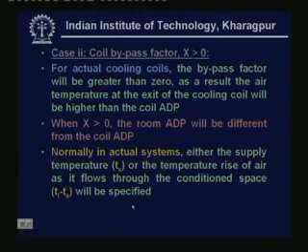Normally in actual systems, either the supply temperature Ts or the temperature rise of air as it flows through the conditioned space, Ti minus Ts, will be specified. Based on some other criteria which we will discuss a little later, generally these values are specified, not the exact values, but the range is given. For example, it is generally specified that Ti minus Ts should be between, say, 8 to 15 degrees. So, you can choose any value between 8 to 15.